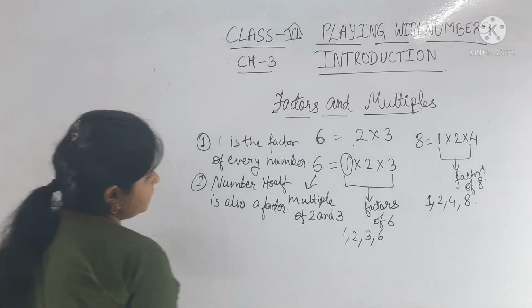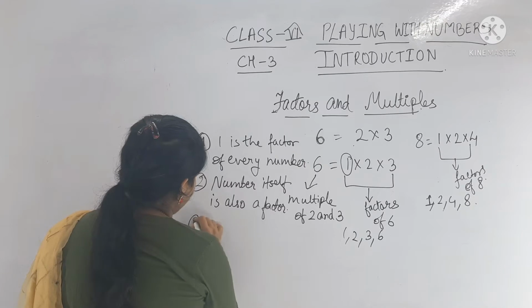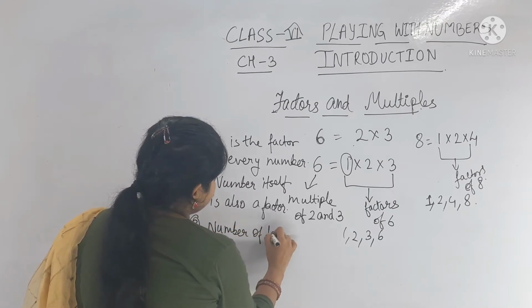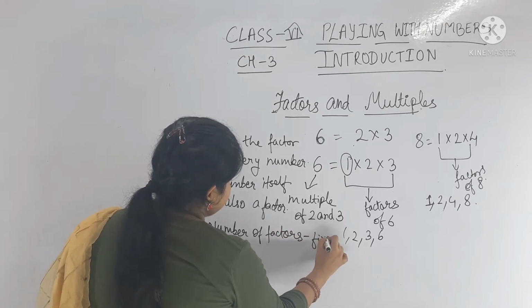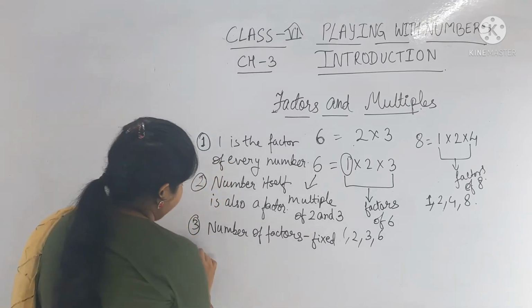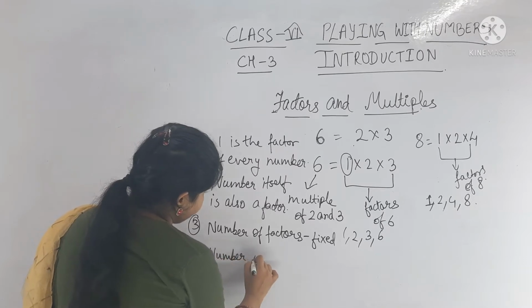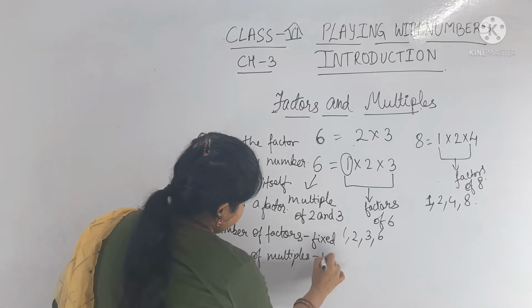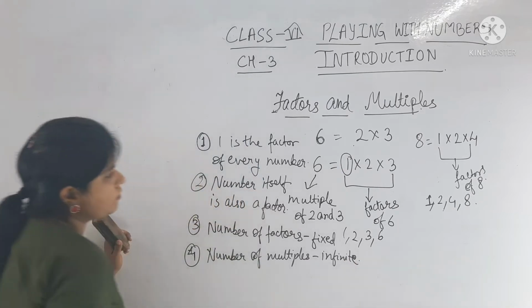Now the next point is the number of factors is fixed, that is finite, and the number of multiples is infinite, okay.